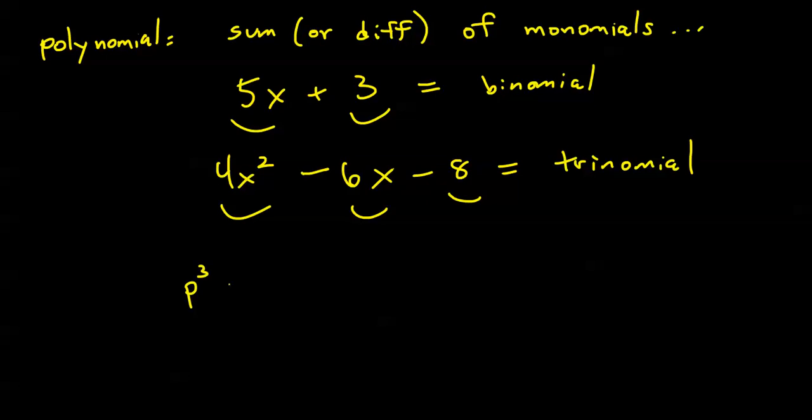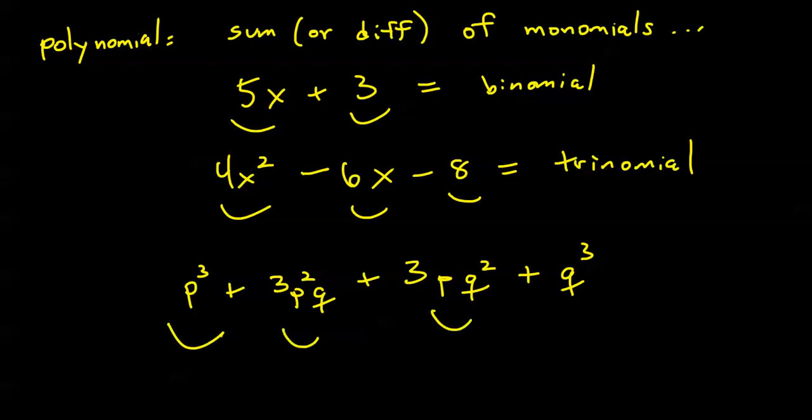How about something a little more complicated? p cubed plus 3p squared q plus 3pq squared plus q cubed. Alright, so this is a sum of 4 monomials. I'll just call that a 4-term polynomial. Poly is the Greek prefix for many. And of course mono is the Greek prefix for 1, right? Alright, so we've defined and gave examples of both monomials and polynomials.